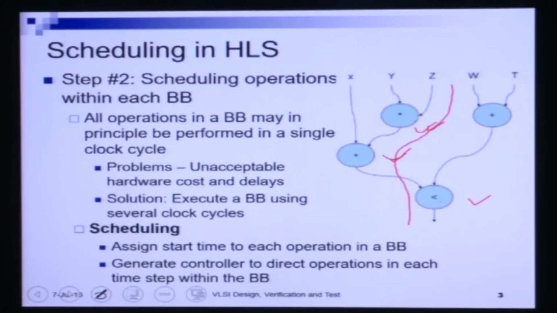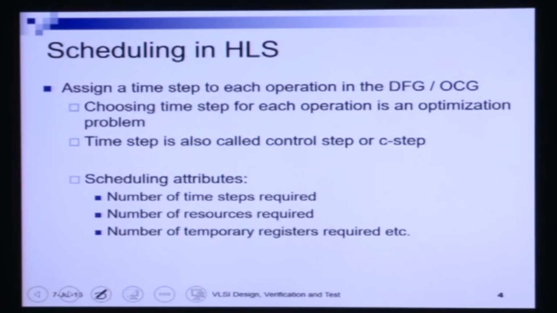So, what does scheduling do? It assigns a start time to each operation in a basic block, and it allows the generation of the controller, so that those operations can be directed at those time steps within the basic block. Now, choosing a time step for each operation in a basic block is basically an optimization problem, as we will see in depth in the next 2 classes. The time step is also called a control step or a C step.